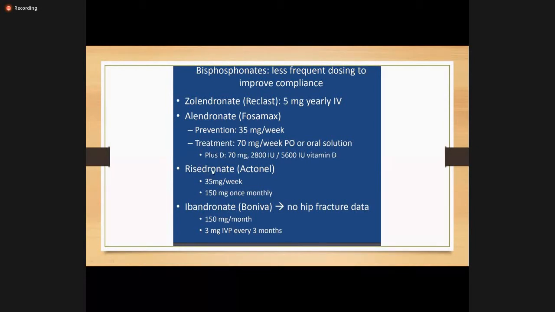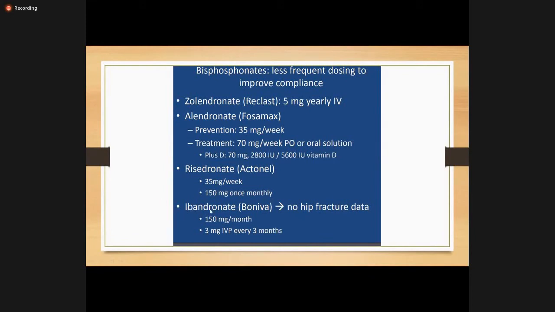Then we have risedronate, which is also a bisphosphonate. This is also weekly, 35 milligram per week or 150 milligram once monthly. Both regimes are available. The recommendations for taking oral are the same as I already mentioned: first thing in the morning with 1 glass of water, and not to sit or lie down for 30 minutes.